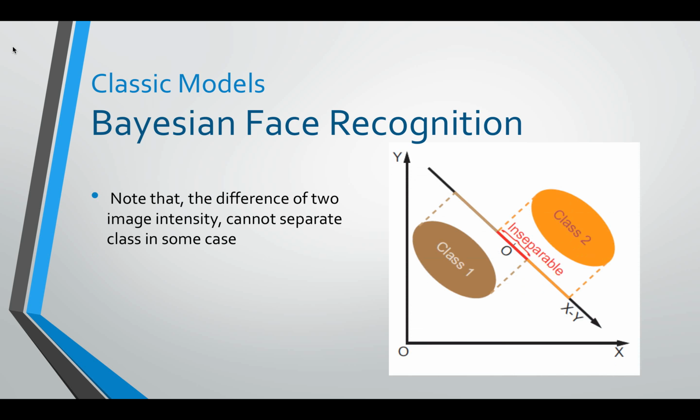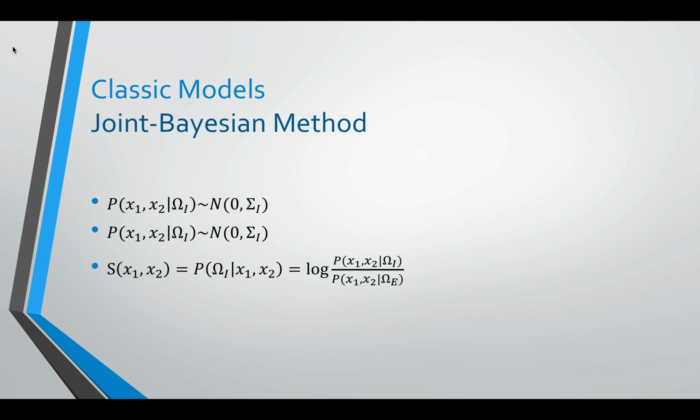The problem here is, when there are two classes as shown on the screen, class A is the left circle and class B is the right one. When projecting onto the x minus y line, there will be an overlap area, which is shown in red. The following joint Bayes method solves this problem by constructing a joint probability of omega I and E.